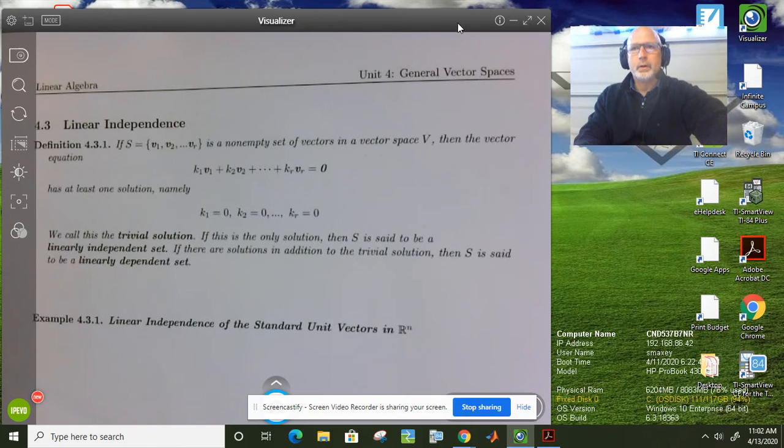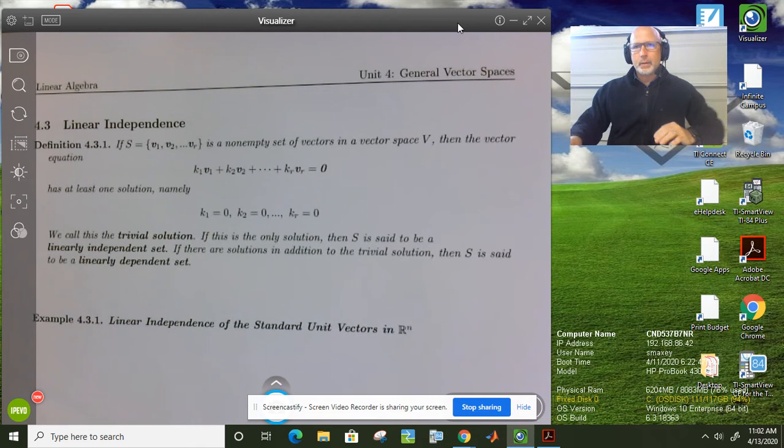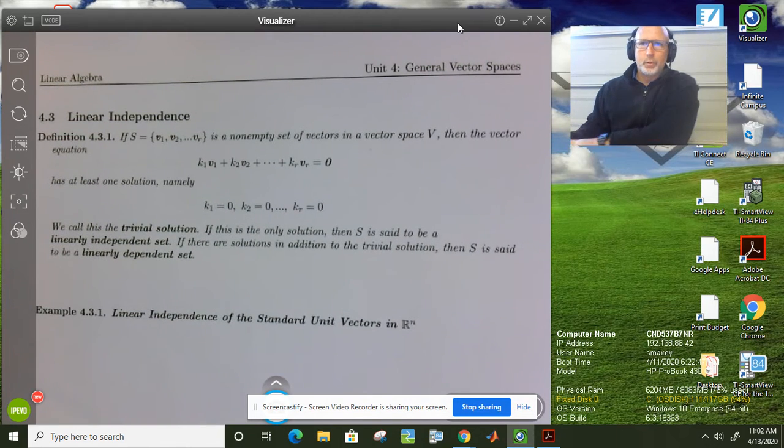Okay, hi everybody. So today I'm going to go over 4.3, which is linear independence of linear algebra. So let's just jump right into it.